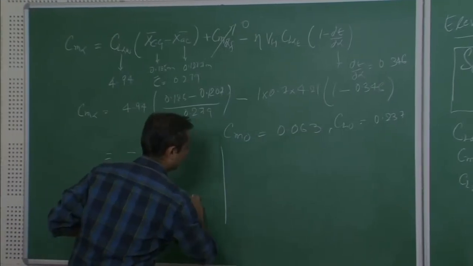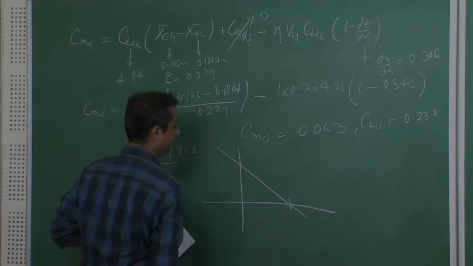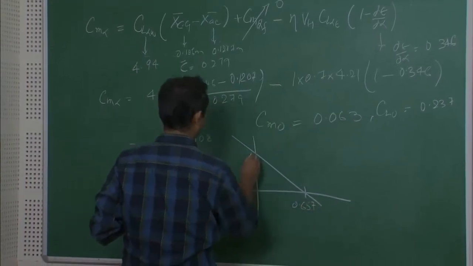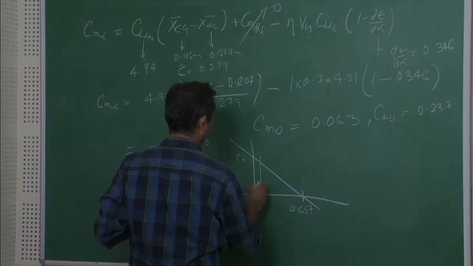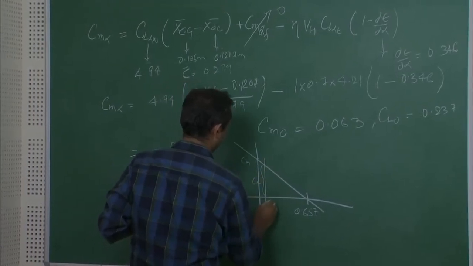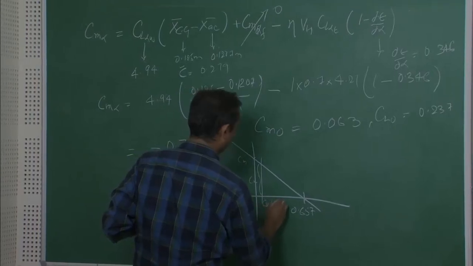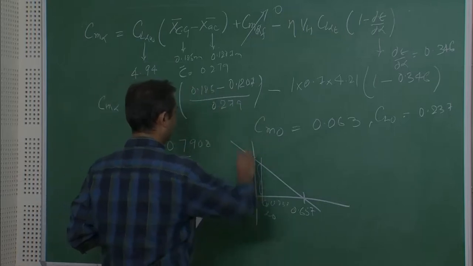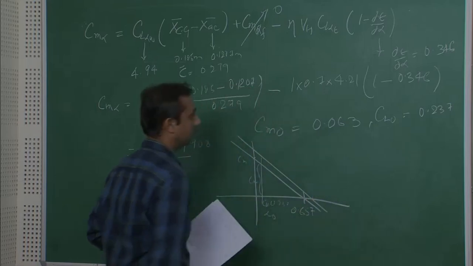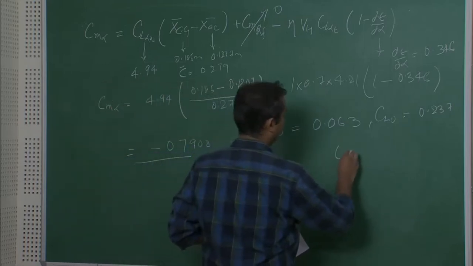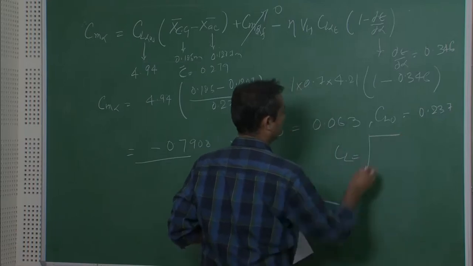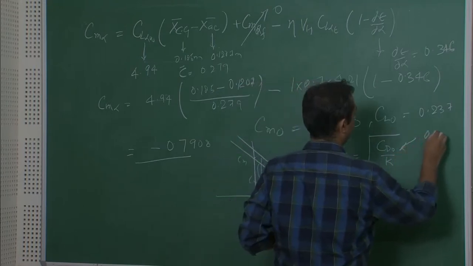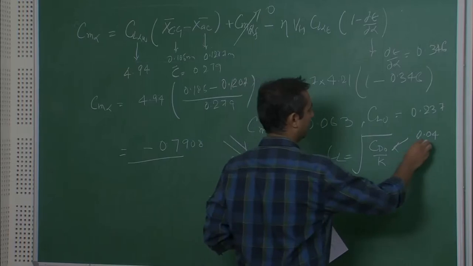Yesterday we saw that we were to trim the aircraft at 0.657, and for that we calculated the value of CM naught at CL equals 0.237 or alpha equals 0. Today I want to trim my aircraft somewhere here, and that condition is at minimum drag. For minimum drag, your CL should be the square root of CD naught by K. I am assuming CD naught as 0.04, as an initial approximation.